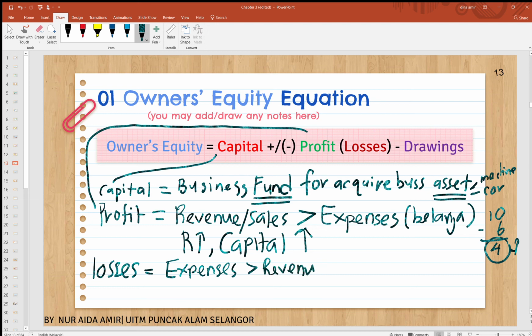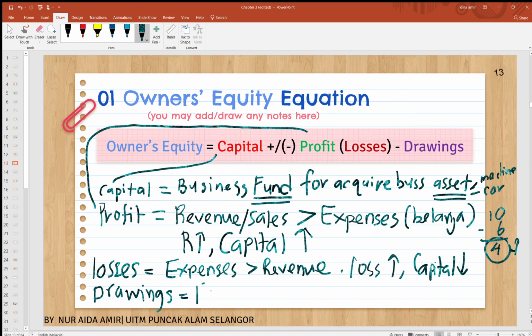Okay. Di mana bila you punya loss ni tinggi, automatically capital you akan berkurang sebab duit-duit dalam capital tu akan bayar loss-loss yang you hadap tadi. Okay. And then drawings is when you take business asset as personal use. Okay.